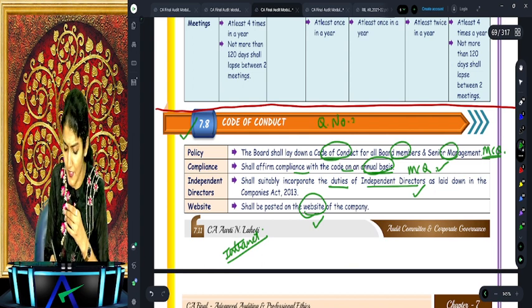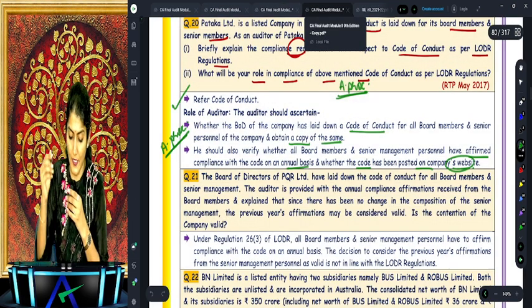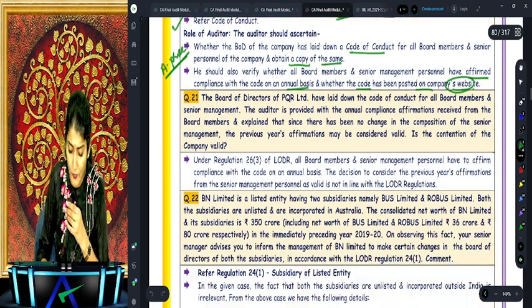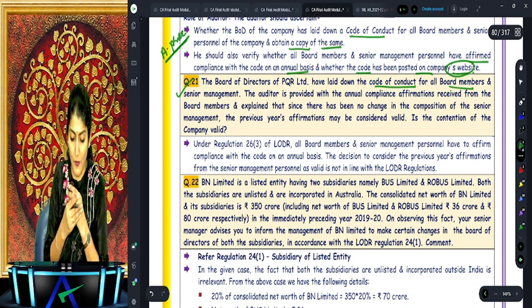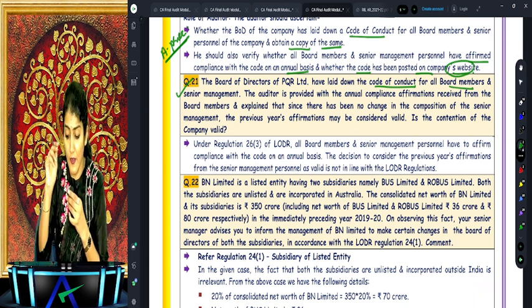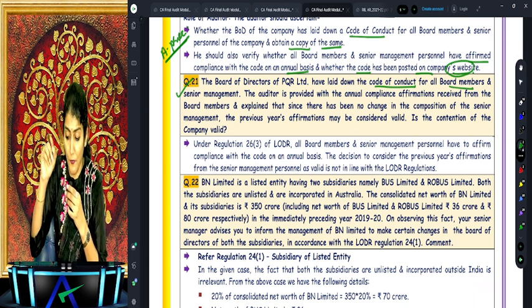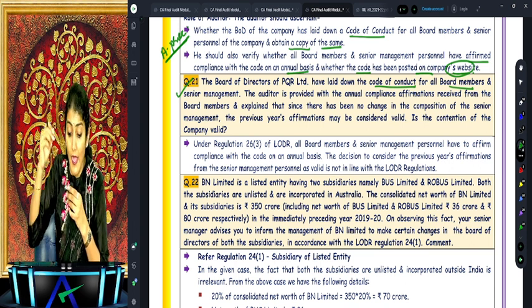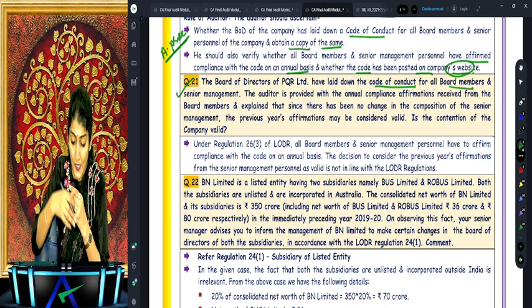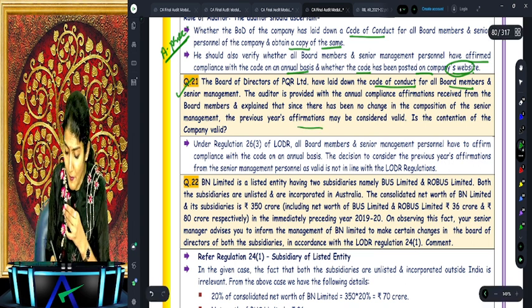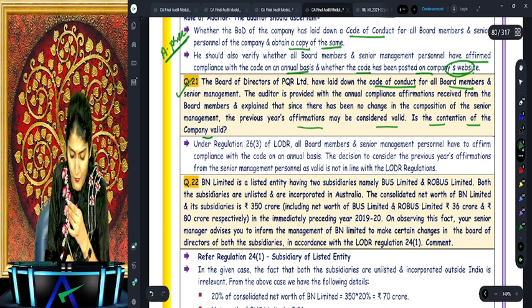Right, then even question number 21, right, 20 and also even the question number 21. What does it say? The board of directors of PQR have laid down the code of conduct for all board members and senior management. The auditor is provided with the annual compliance affirmation received from the board members and explained that since there was no change in the composition of the senior management, the previous year's affirmations may be considered valid. Is the contention of the company valid?